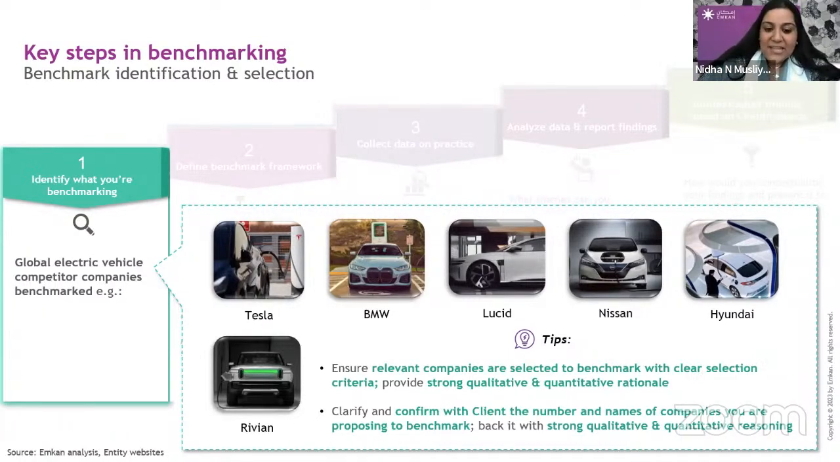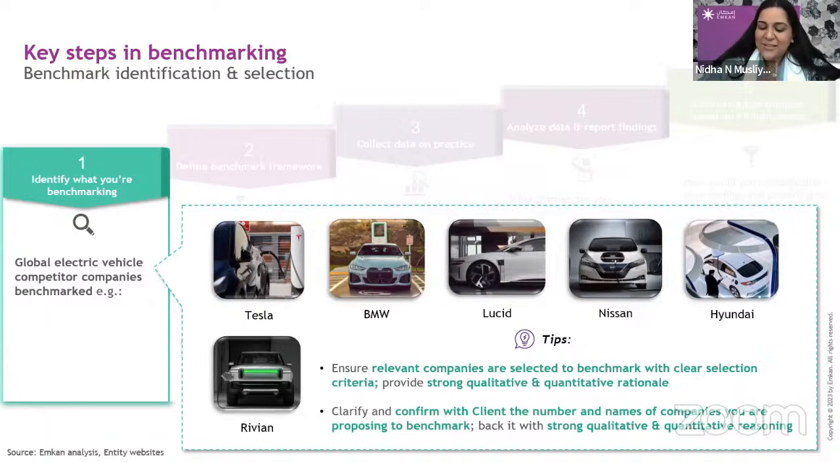So when we are selecting these companies and relevant companies to benchmark, you really need to have a clear selection criteria. Why are you choosing them? What is the strong qualitative and quantitative rationale behind them? Are you looking at it because of the brand name, their positioning in the market? Are you looking at it in terms of the years of operations, the number of market share? So really, when you're proposing these companies, competitors to them, to your client, you really need to make sure that there's a strong rationale of why you're choosing these companies.